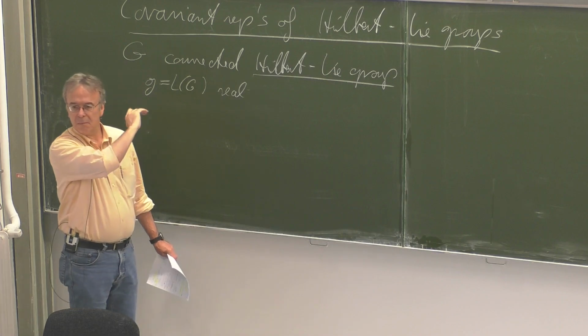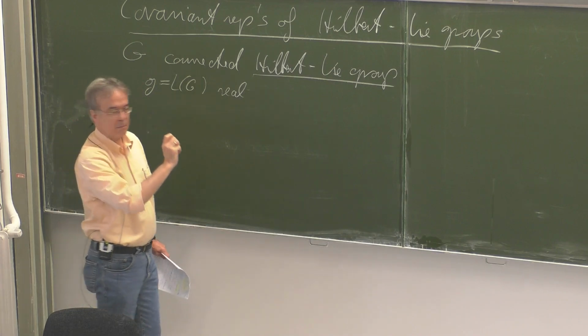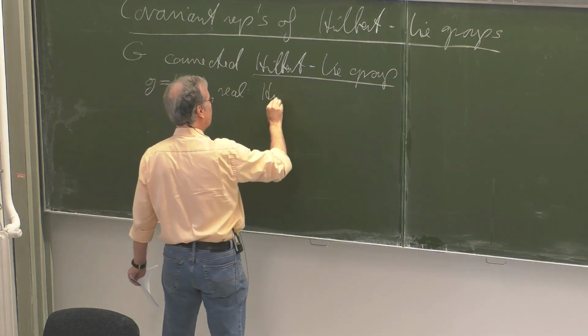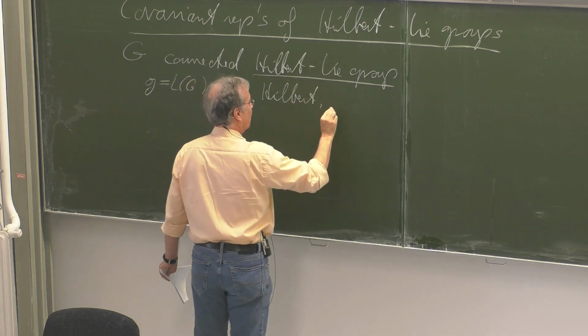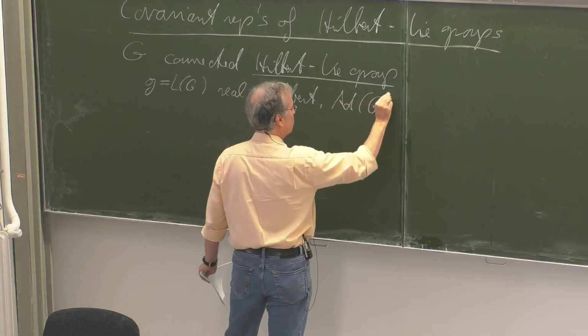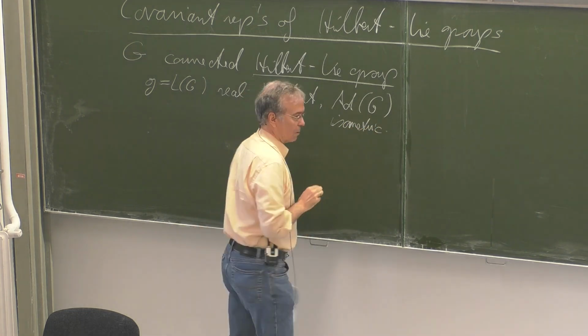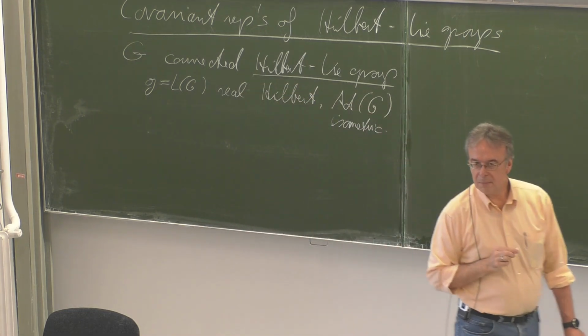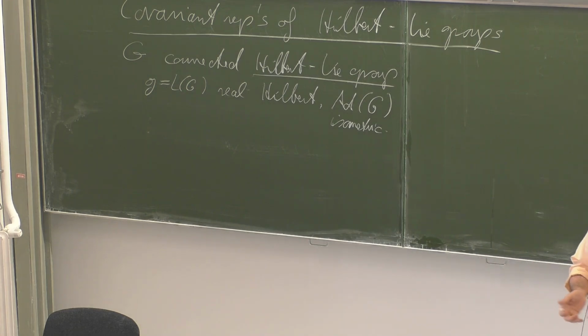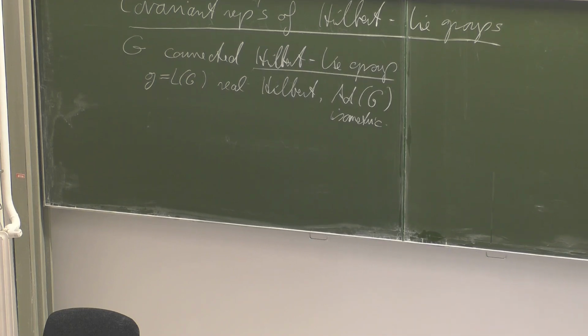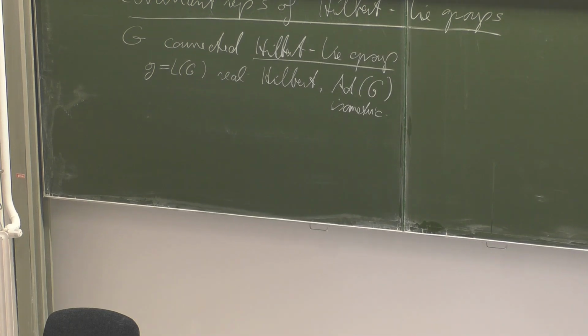Is my writing big enough? Okay. Real Hilbert space, and I want that the adjoint group is isometric. So this is an extra condition which somehow ties the Hilbert structure to the structure of the Lie algebra. So it's not just a differential geometric or functional analytic condition on the group.